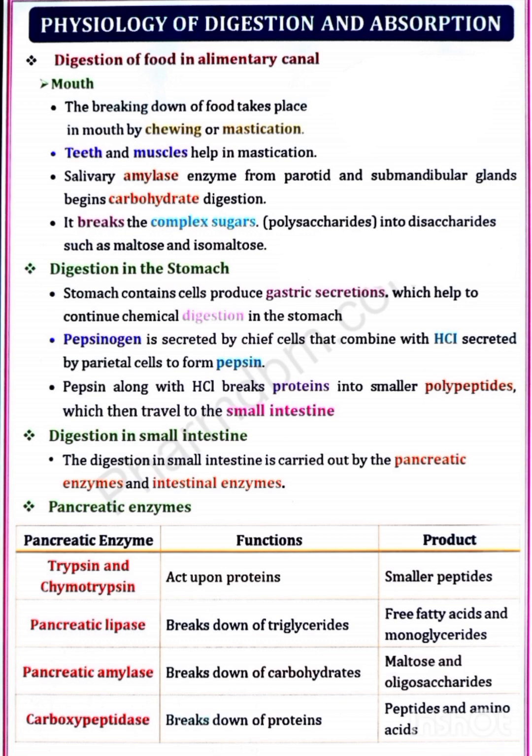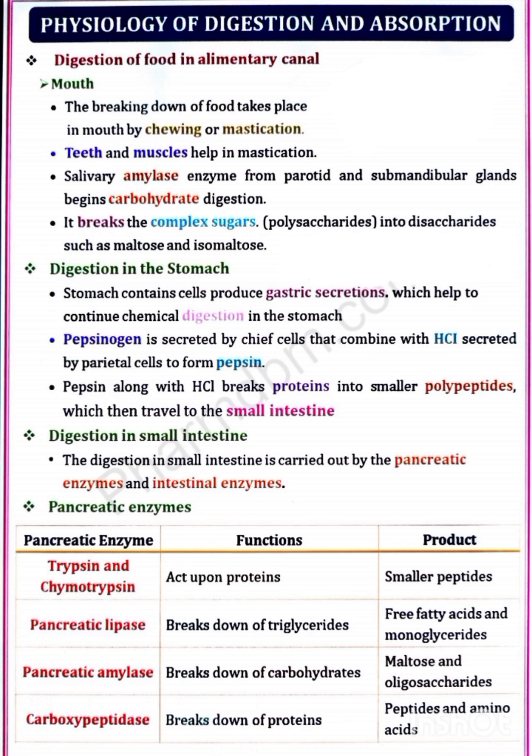The digestion in small intestine is carried out by the pancreatic enzymes and the intestinal enzymes. Let's see the pancreatic enzymes. Pancreatic enzymes and functions, and the given product. First, pancreatic enzymes trypsin and chymotrypsin act upon the proteins. It forms smaller peptides. Pancreatic lipase breaks down triglycerides into free fatty acids and monoglycerides. Pancreatic amylase breaks down carbohydrates into maltose and oligosaccharides.